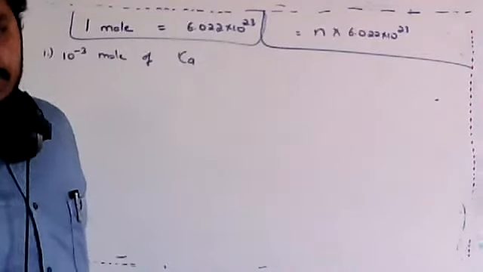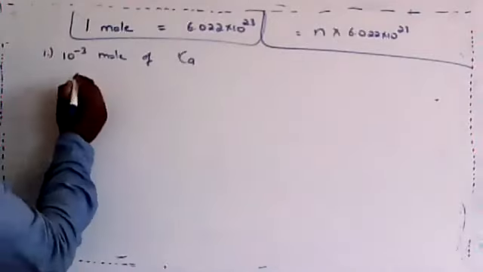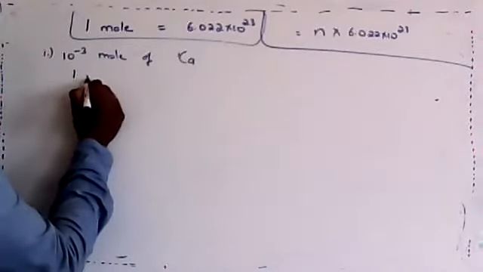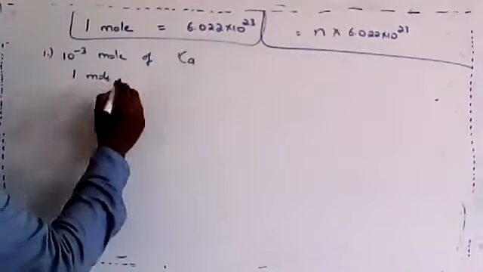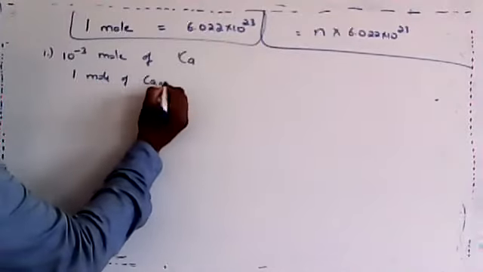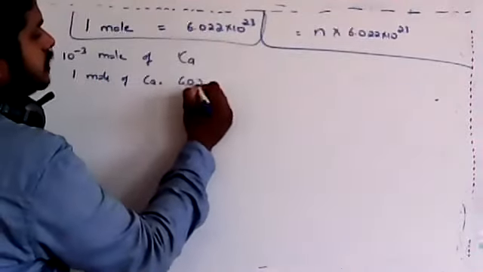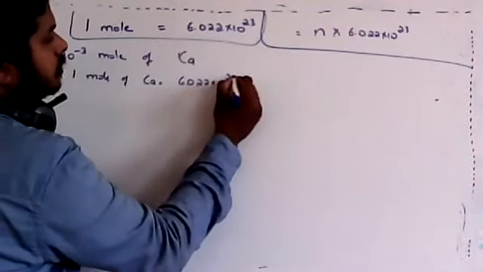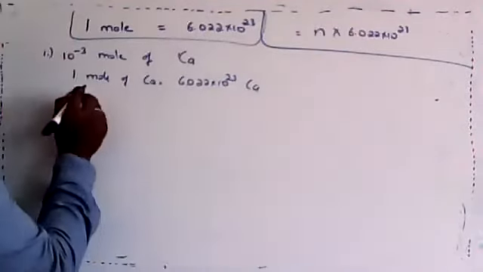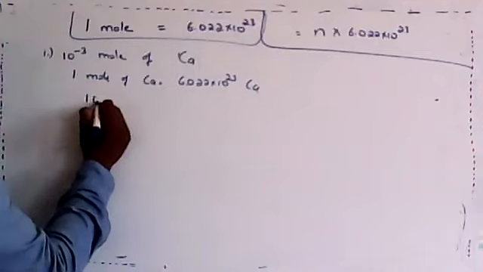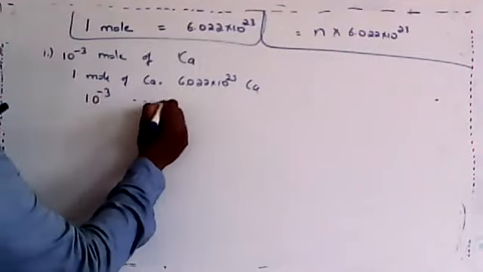Your answer is right. So what can be done here is, you can write it again like this, or directly you can use that formula. 1 mole of calcium will contain 6.022 into 10 to the power 23 calcium atoms. So how many moles of calcium are you having? Only 10 to the power minus 3 moles of calcium.